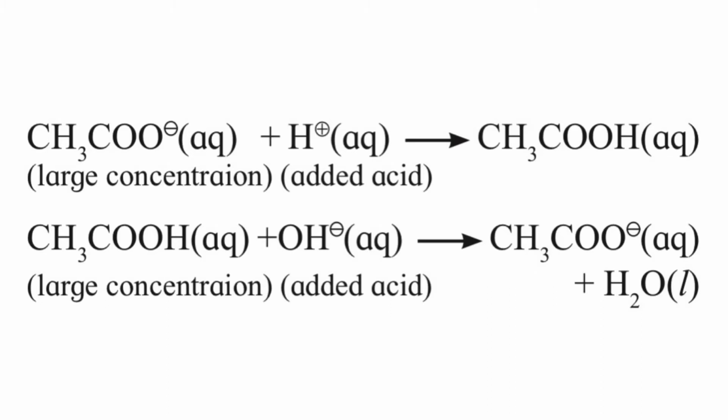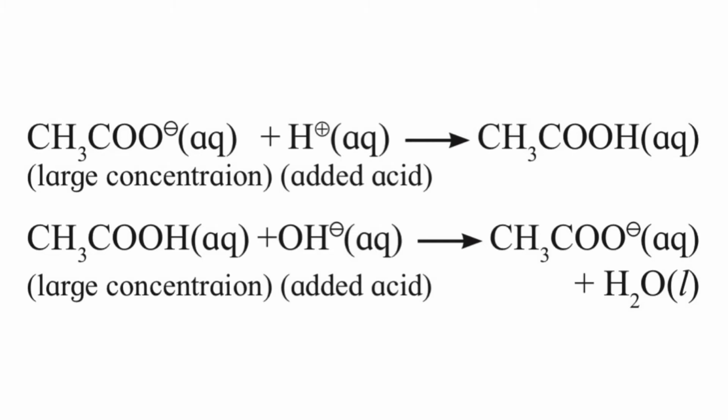And when OH minus, that means a strong base, is added, the acetic acid reacts with OH minus. OH minus will take the H plus from CH3COOH and form water, and acetate ions will be there. So we can say the weak acid and the conjugate base of the weak acid play a very important role in maintaining the pH of the solution. Hopefully the mechanism of acidic buffer is clear now.